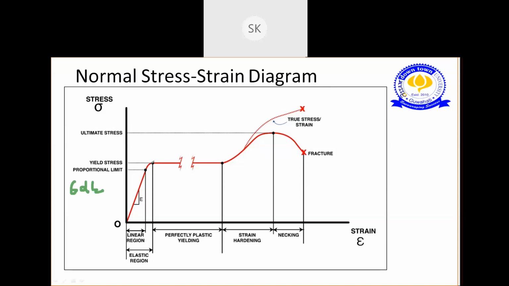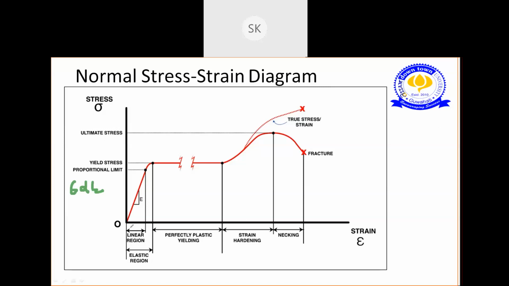Okay, now your structure is not proportional here. Whatever stress you give, you won't get proportional strain, you will get more strain. Suppose you are giving a small stress, you will get a little bit of strain. But till this point, our structure or our material or our member, whatever you are taking, can come back to its original position. So this region is called the elastic region.